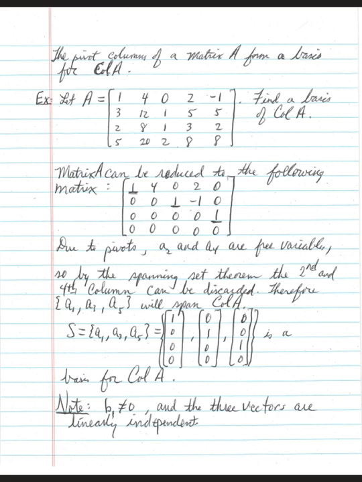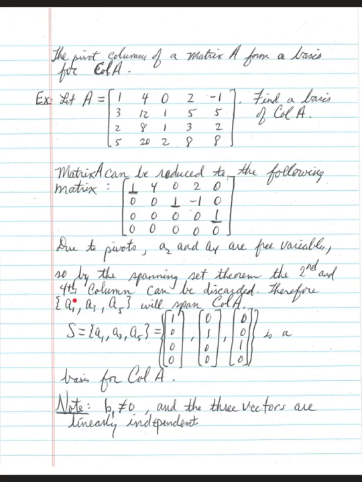Okay, so for column space, if you want to find a basis for your column space, take your matrix, row reduce it, find your pivot positions, and due to pivots, A2 doesn't have a pivot in that column. The fourth one doesn't either. Then what that means is A2 and A4 are free variables. So by the spanning set theorem, the second and fourth columns can be discarded.